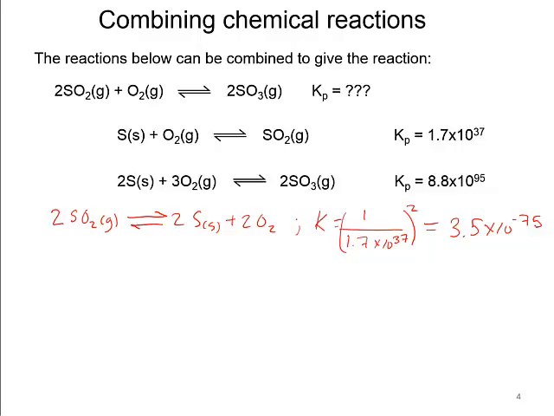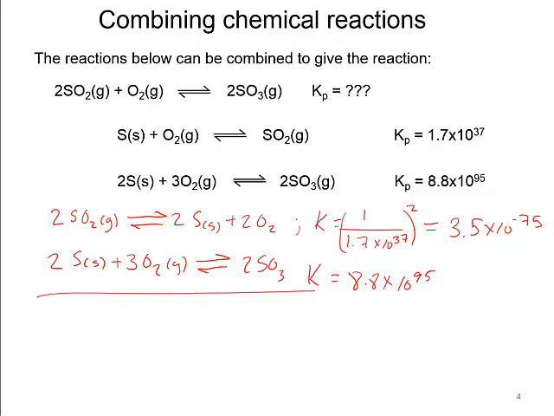Now the second reaction is the one that gives us SO3. SO3 only appears in the second reaction, but this time it appears as a product and with the coefficient that we need for the reaction we're trying to determine K for. So that one is just a repeat, and the K value is unaltered, 8.8 times 10 to the 95, and we can sum our two reactions.